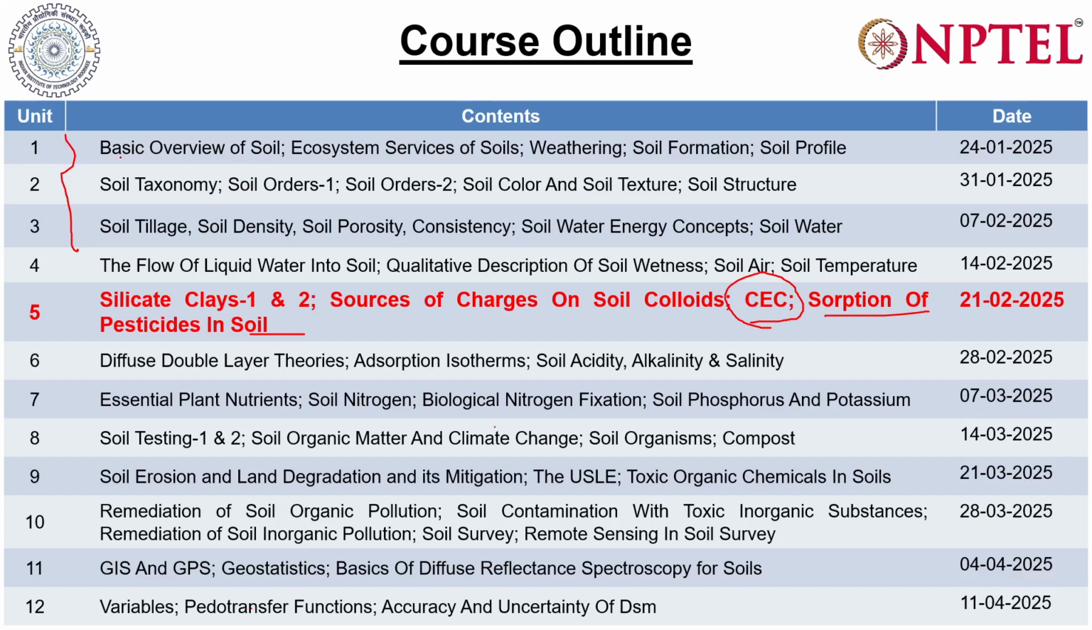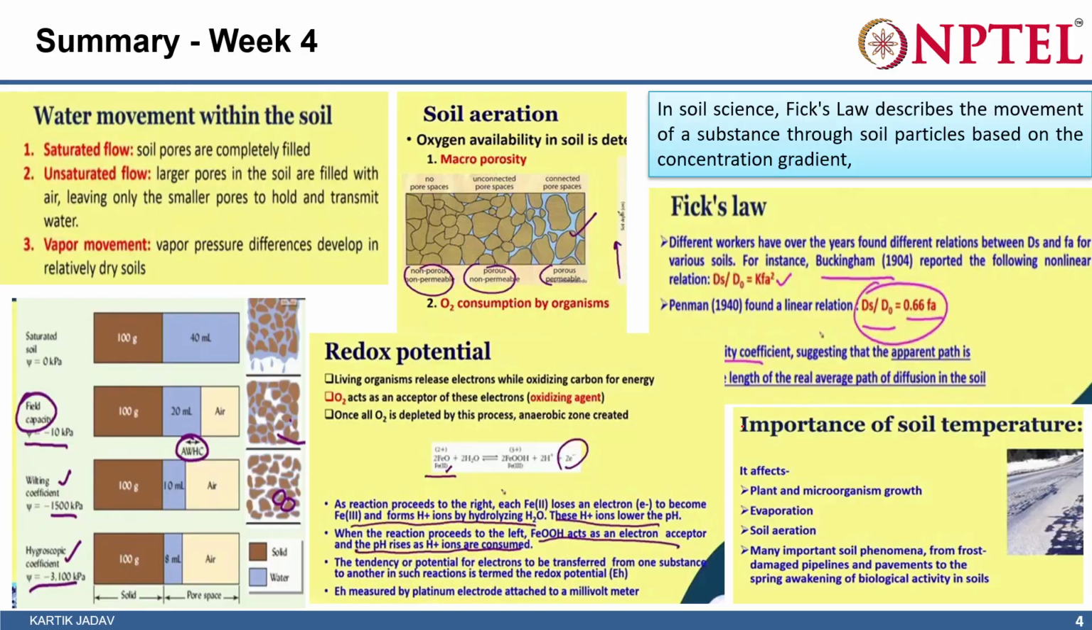And then we started with the basics of soil, starting with its classification called soil taxonomy. Then we briefly covered, in week 2 and week 3, the physical soil properties and how they are important in moving water through them. Then, since last week, we have covered the flow of water in the soil. So let's quickly recap that.